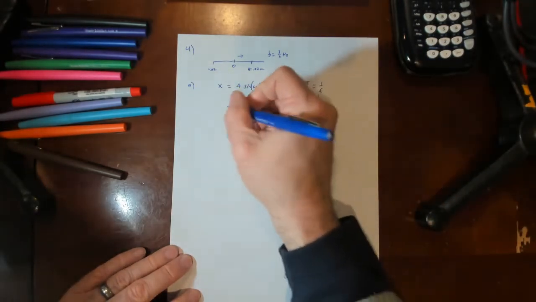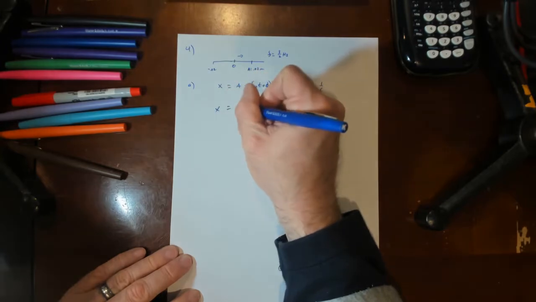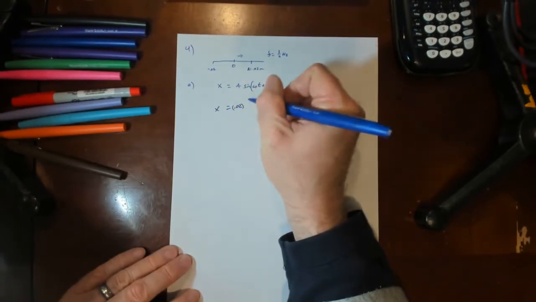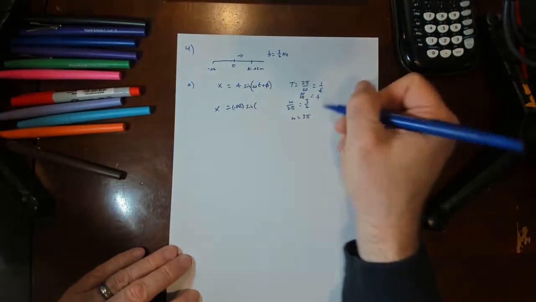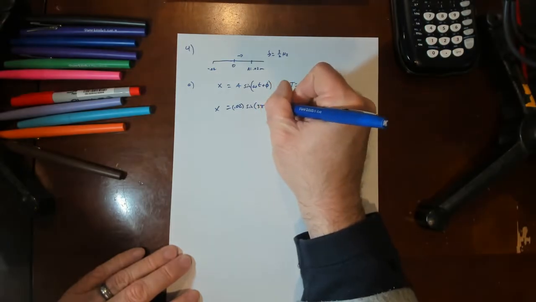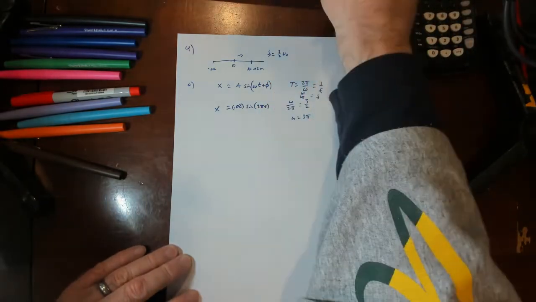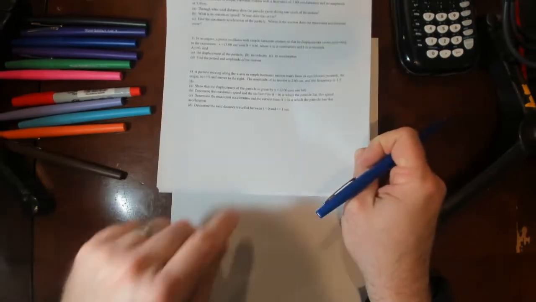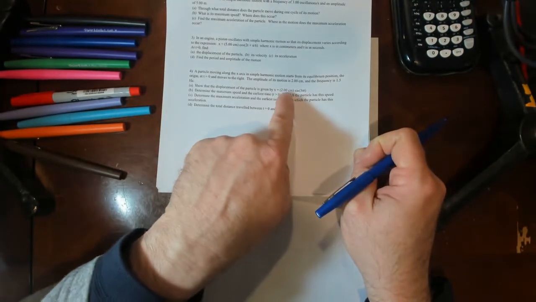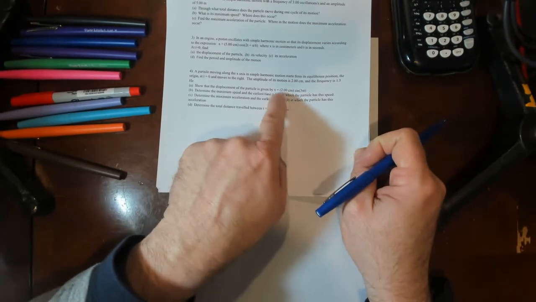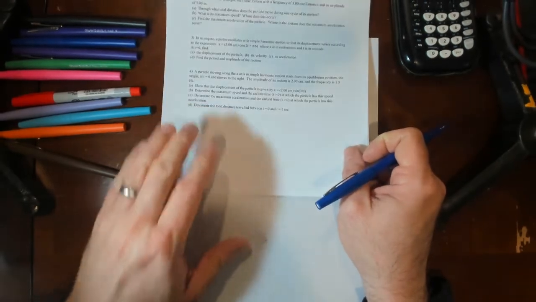And the amplitude is 0.02. So my position is going to be 0.02 sine of 3 pi t. And in fact, that is what they have here. They write it in centimeters, but 0.02 meters, yeah. So that's part A.